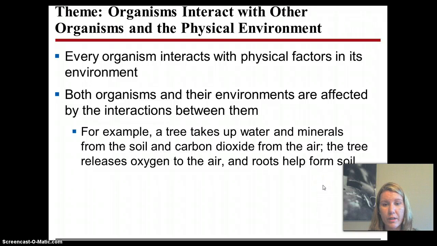Organisms interact with other organisms and the physical environment. You have to do this in order to survive. I like this example. A tree takes up water and minerals from the soil and carbon dioxide from the air. The tree releases oxygen to the air, and roots help form soil.